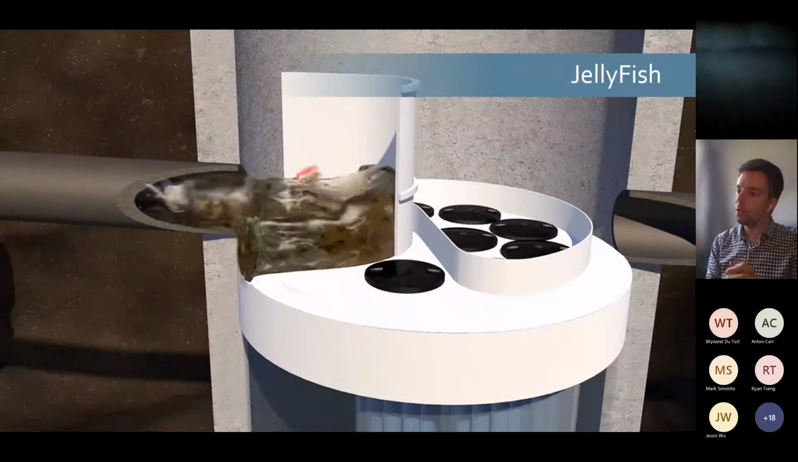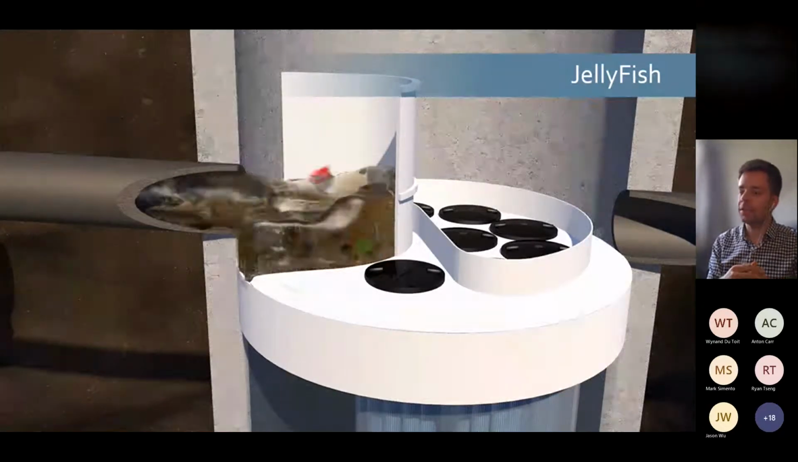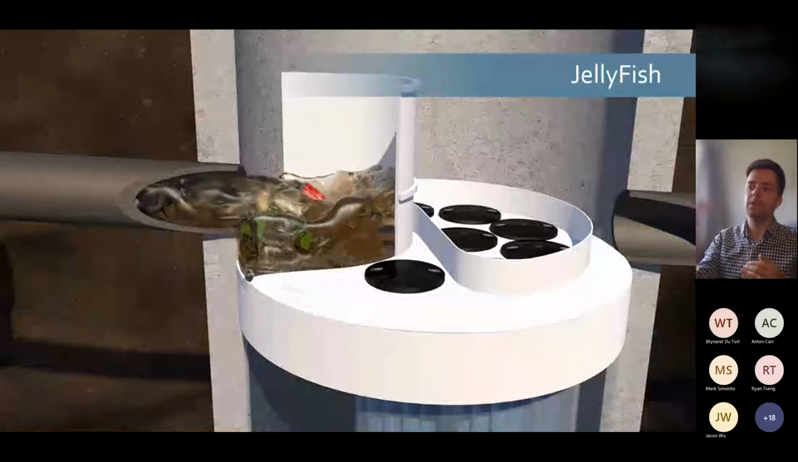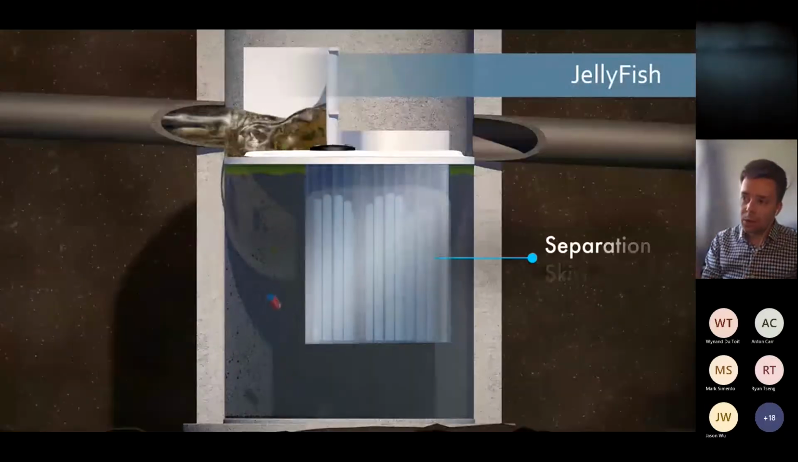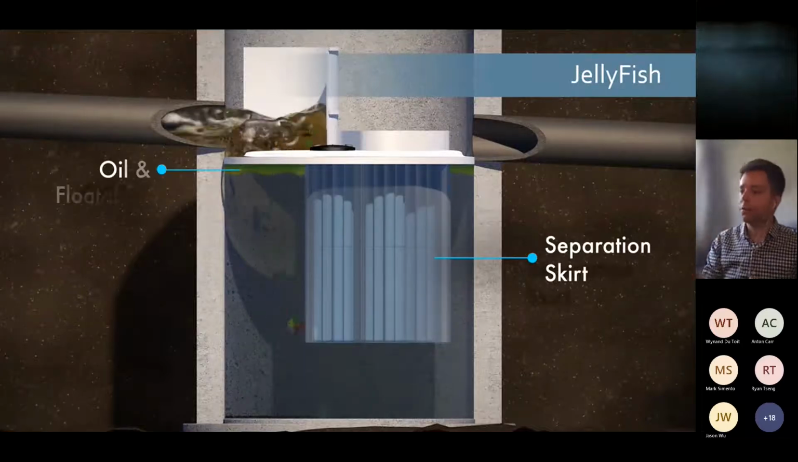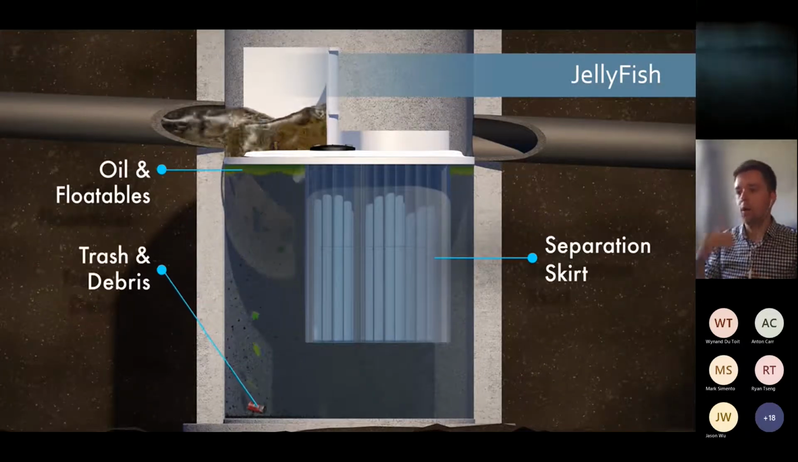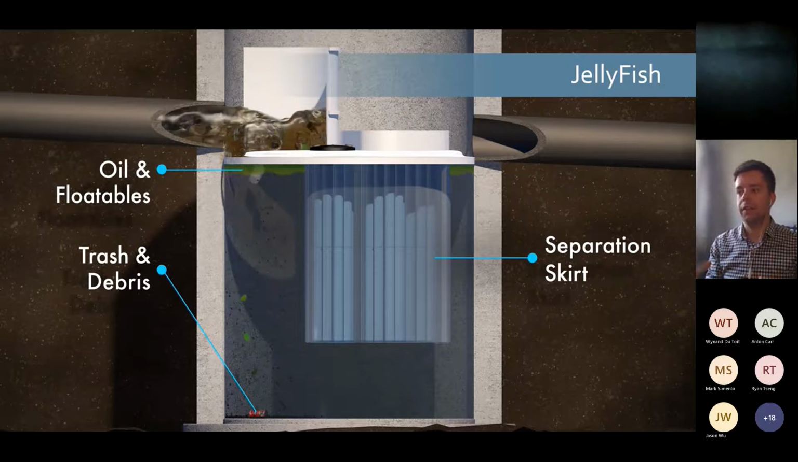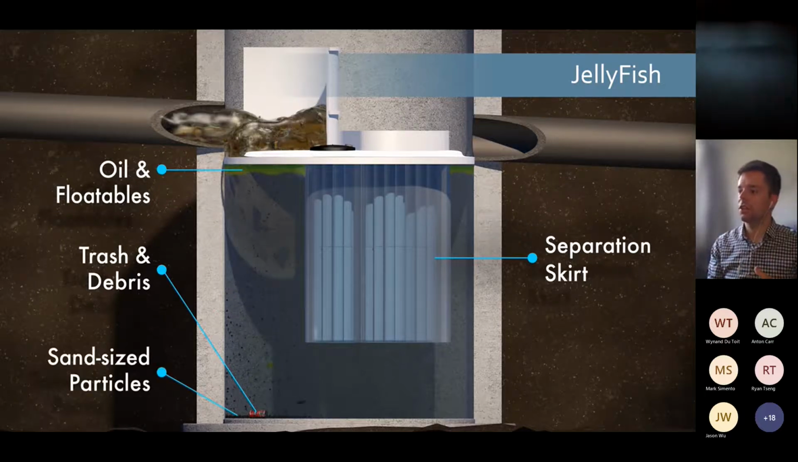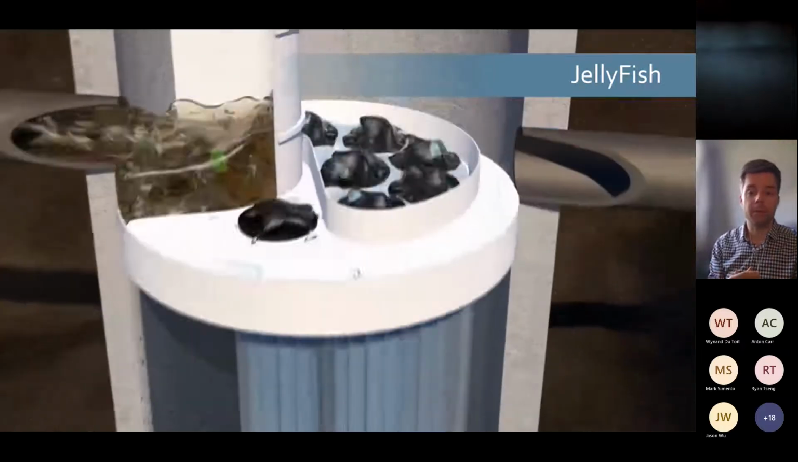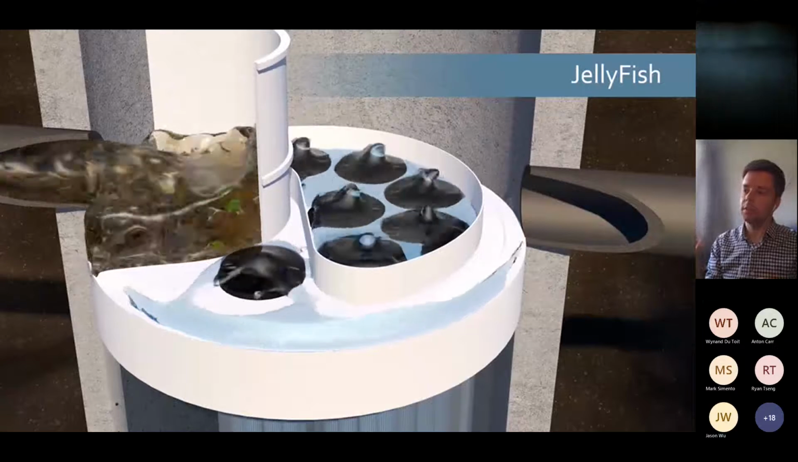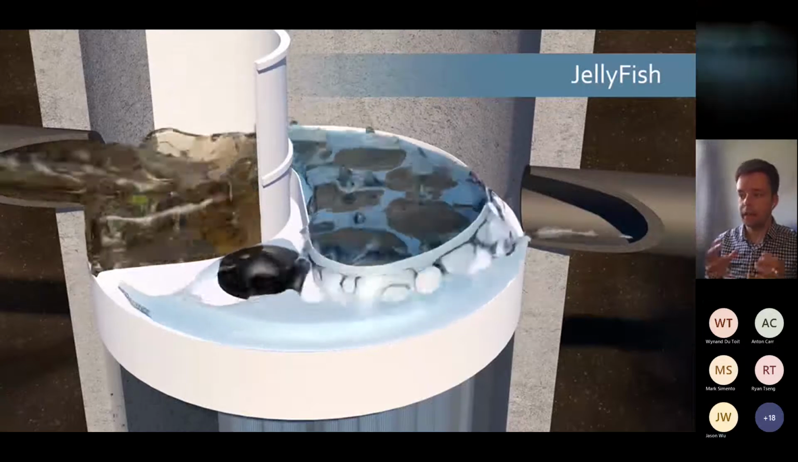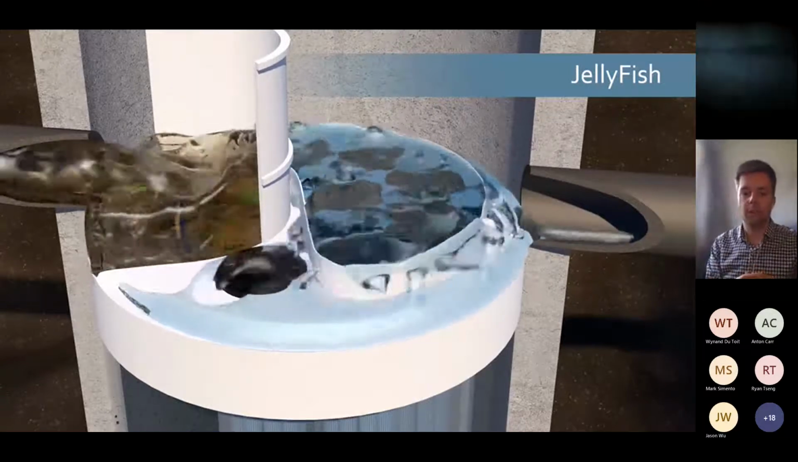The JellyFish, water flows in behind this maintenance access wall, and that builds up to the driving head level of the device. Water is directed down into the bottom of the treatment chamber, where oils and floatables, trash and debris are then captured, and the separation skirt prevents oils and stuff getting trapped in the membrane filter. Water then bubbles up through the filters and then flows out from the device.